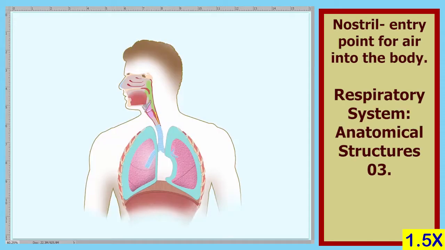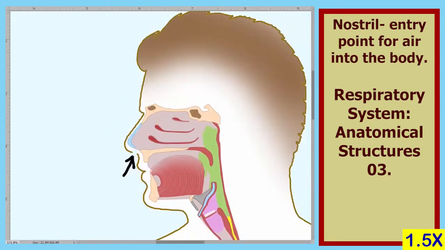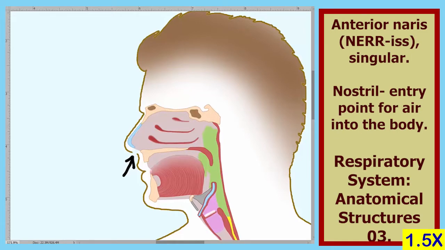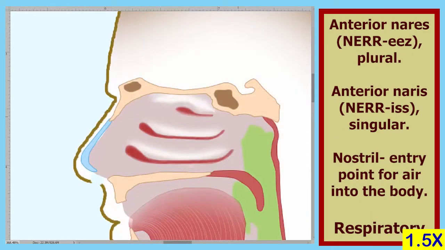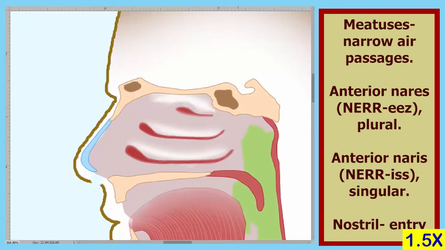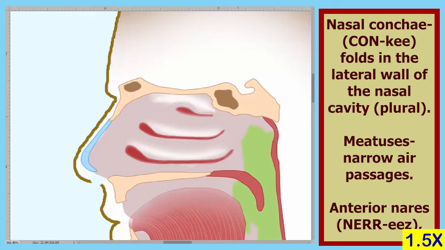The entry point for air into the body is the nostril. The anatomical name for a single nostril is the anterior naris. The plural, both nostrils, would be the anterior nares. From here, the air travels through the narrow air passages called meatus. The meatus are formed between folds in the lateral wall of the nasal cavity.